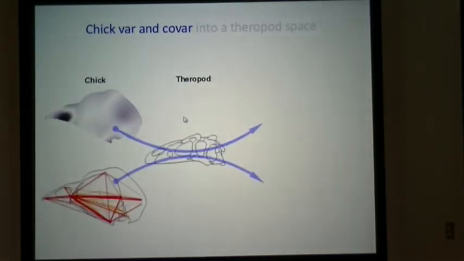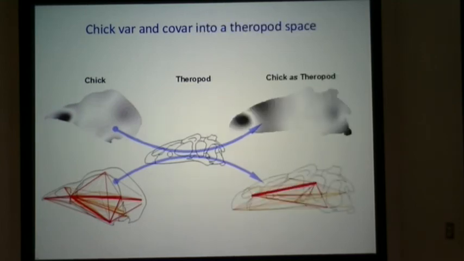But I don't think that matters, because now we can take the chick variation on the top here and actually transform it. So even though the chick head looks different than a theropod, we can take that head and just sort of rescale it to be a theropod. And that's what it looks like. And so this is not trickery.